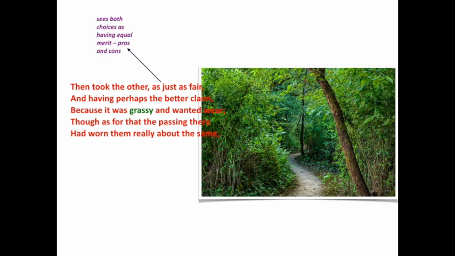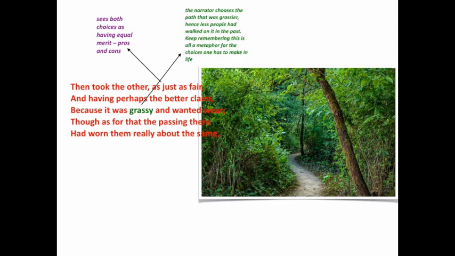What do you mean by just as fair here? He sees both choices as having equal merit, pros and cons. Grassy means the narrator chooses the path that was grassier because fewer people had walked on it in the past. And what do you mean by worn? Worn out, because it was used by so many people. That's why the road was worn out. What do you mean by fair here? As good as the other one. What do you mean by claim? Claim means a better option.